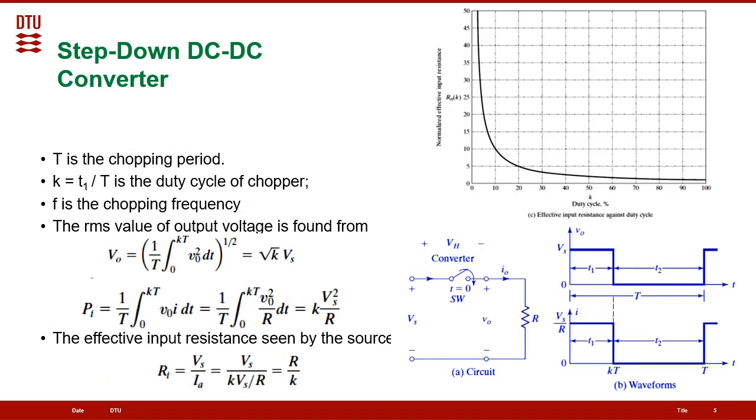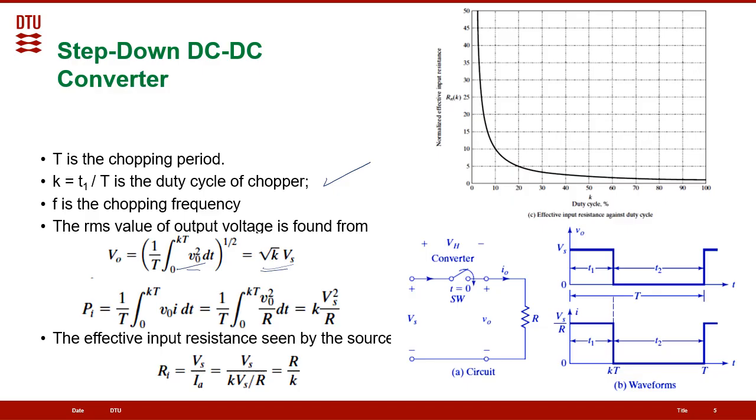As we can see now, this is the duty cycle, and here we can find the RMS output voltage. So we integrate Vout square, from 0 up to KT. From this integration, we can see that the RMS will equal square root of K times Vs. So the output RMS depends on Vs, and also on the duty ratio.